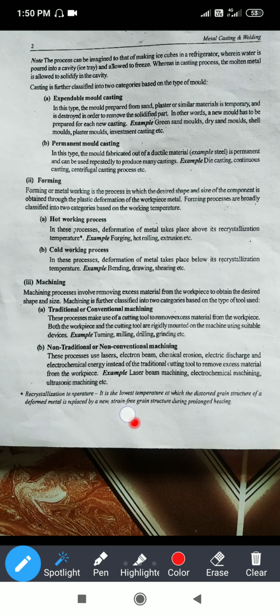This process makes use of a cutting tool to remove the excess material from the workpiece. Both the workpiece and the cutting tools are rigidly mounted on the machine using a suitable device, for example turning, milling, drilling, grinding, etc. Now the second one, non-traditional or non-conventional machining.